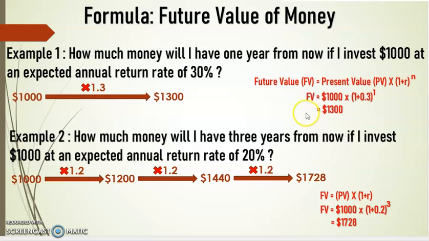So again, to calculate the future value of this $1,000 at an annual rate of 30%, how can we substitute the figures into this formula to get the result that we want?